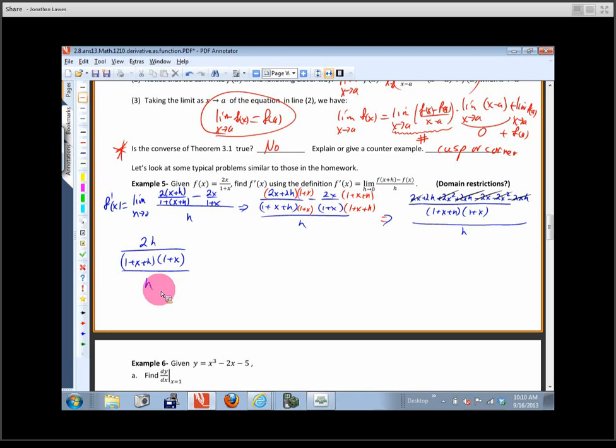h. Now, this is an algebra concept, this should be easy from here on out, but for some reason people make mistakes. This is still a complex fraction. It's this fraction on the top divided by, could we make that a fraction on the bottom? Yeah. Sure, put it over 1.